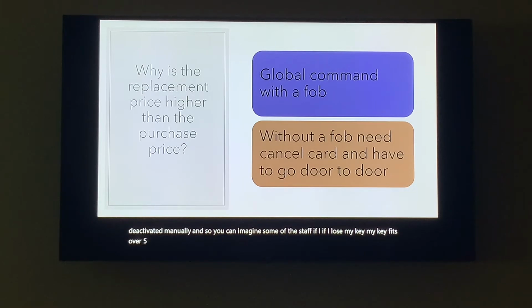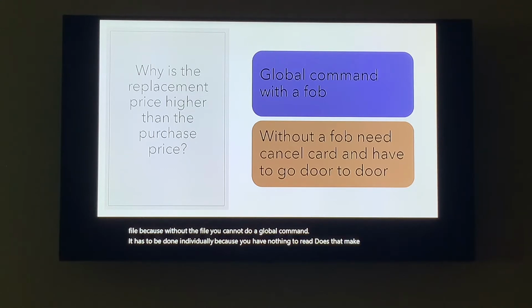And so someone's going to have to go to every one of those locks if I've lost the fob, because without the fob, you cannot do a global command. It has to be done individually because you have nothing to read. Does that make sense? Yeah. Okay.